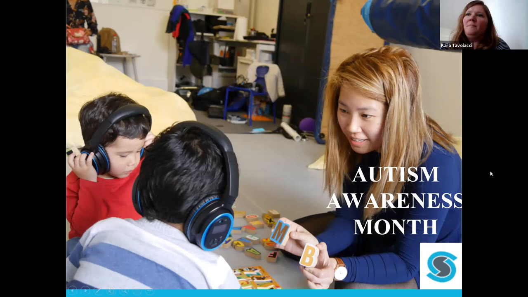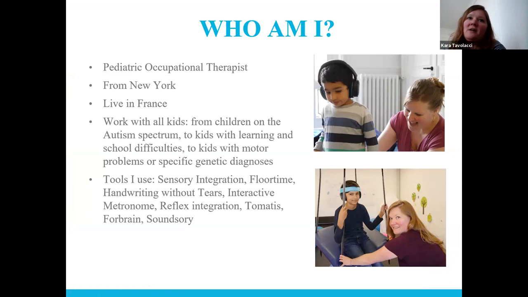Okay, so who am I? I'm a pediatric occupational therapist. I'm from New York. I'm currently living in France. I work with all kids, all different ages, with all different diagnoses, from children on the autism spectrum to kids with learning disabilities, physical difficulties, genetic disorders, and various sensory processing issues. I love working with children on the autism spectrum, and since it's Autism Awareness Month, today's presentation is going to focus on this particular population of children. So my examples are going to all be around autism and children with this diagnosis.